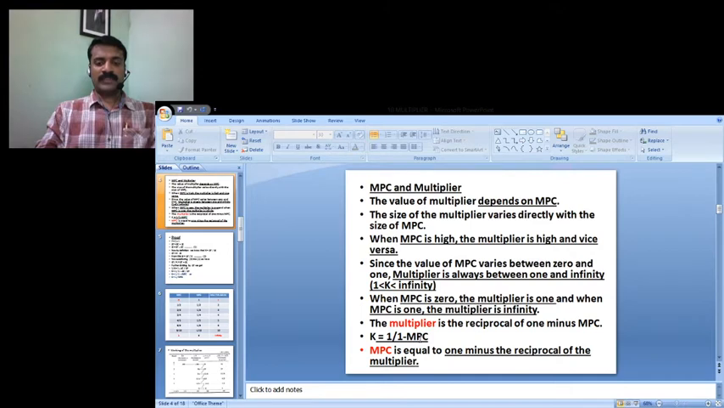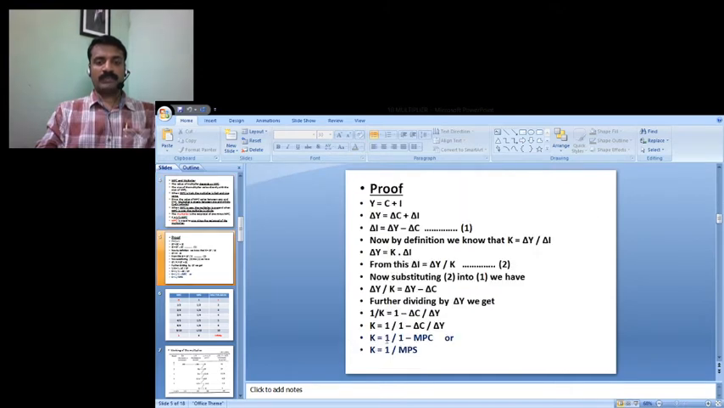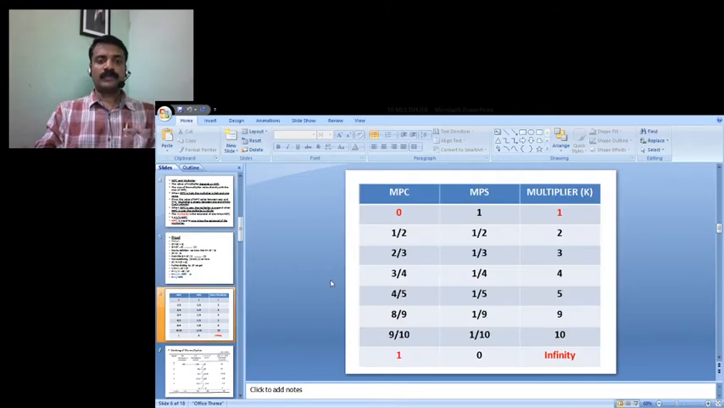That is the proof: k equals 1 by 1 minus MPC. It shows that when MPC is 0, the multiplier is 1, and when MPC is 1, the multiplier is infinity. When MPC is 0, MPS is 1, and when MPC is 1, MPS equals 0.